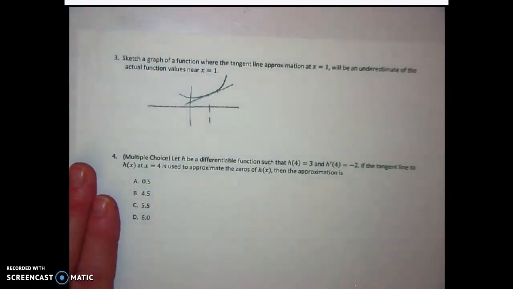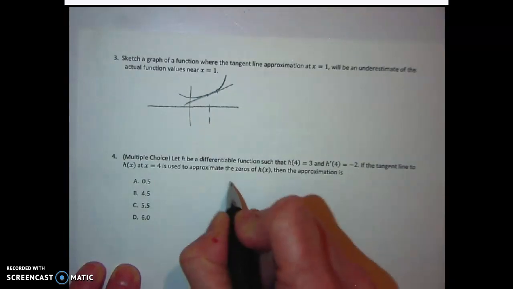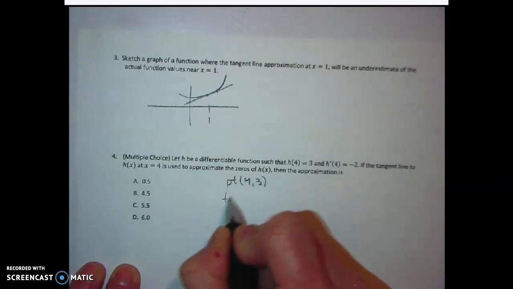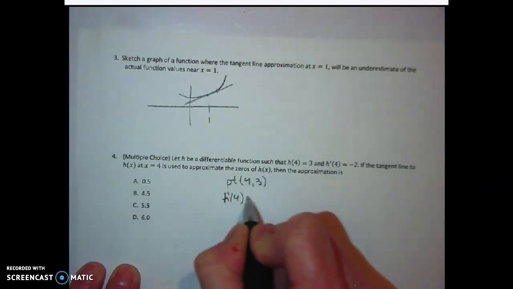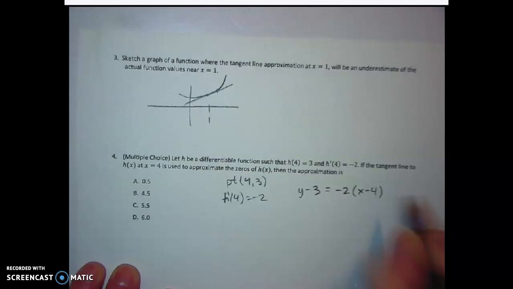And number 4, multiple choice. Let h be a differentiable function such that h of 4 equals 3. So we're given a point, and h prime of 4 is negative 2. If the tangent line to h of x at x equals 4 is used to approximate the zero of h of x, then the approximation is which of those 4 values? So we're using a tangent line approximation, so let's go ahead and write our tangent line. We have our point of (4, 3), and our slope at 4, h prime of 4, is negative 2. So y minus 3 equals negative 2 times x minus 4.